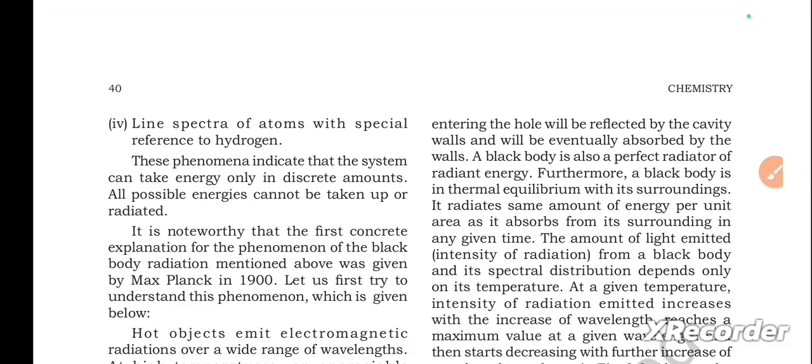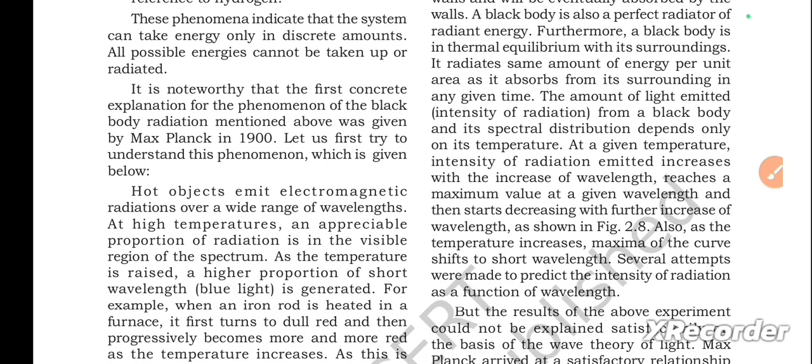A black body is also a perfect radiator of radiant energy. Furthermore, a black body is in thermal equilibrium with its surroundings. It radiates the same amount of energy per unit area as it absorbs from its surroundings in any given time. The intensity of radiation from a black body and its spectral distribution depend only on its temperature. At a given temperature, the intensity of radiation emitted increases with the increase of wavelength, reaches a maximum value at a given wavelength and then starts decreasing with further increase of wavelength, as shown in figure 2.8.